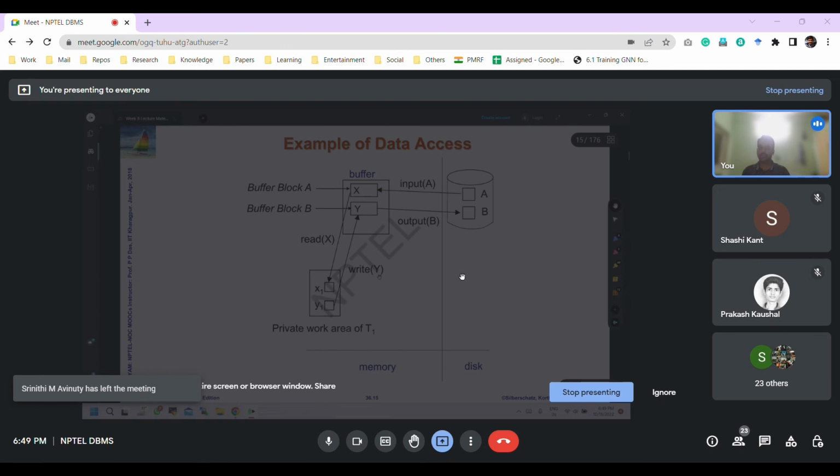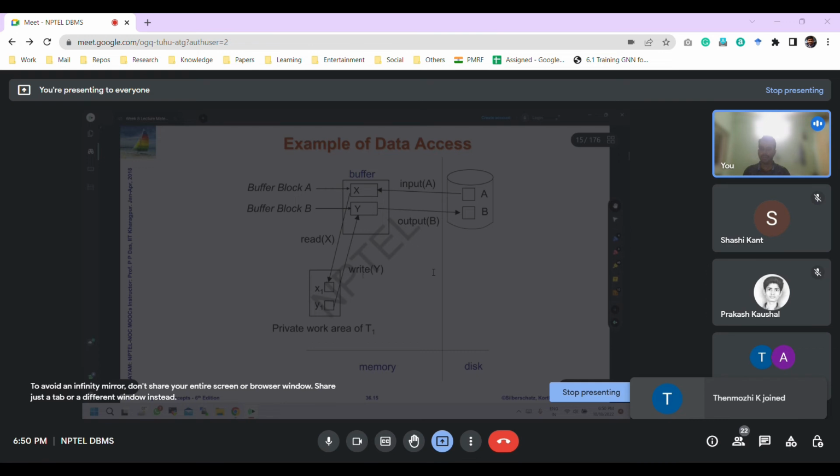So the one thing we have to remember is that if there is some transaction, some kind of operation between memory and disk, that will be input and output. If it is within memory, from the buffer to its private area, that will be read and write. Okay.